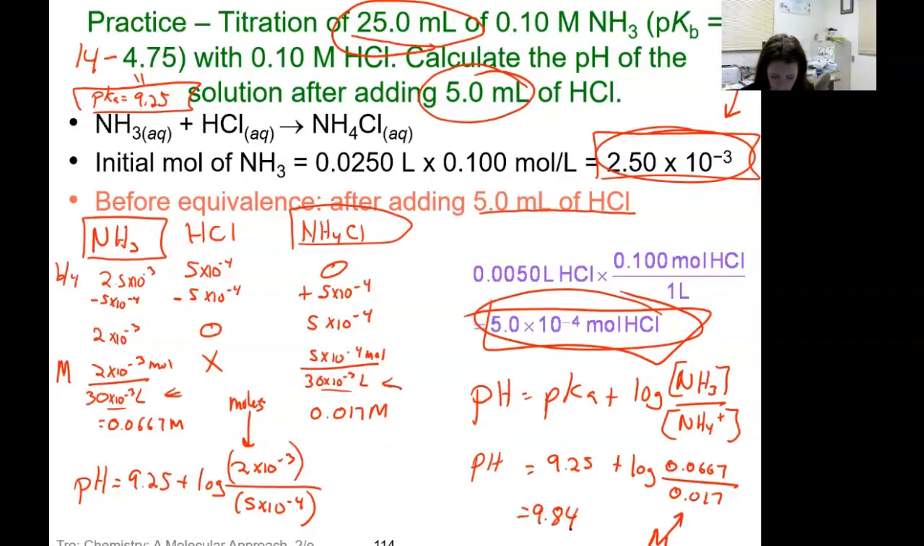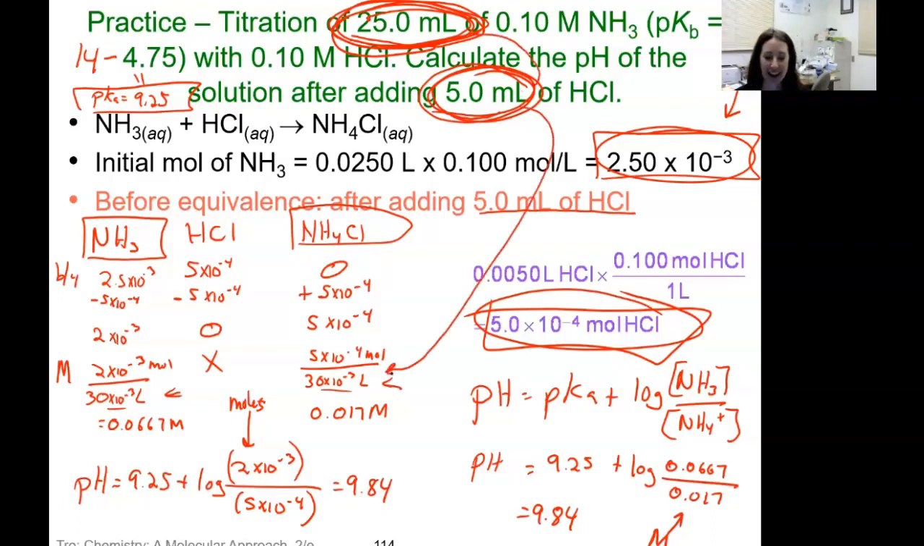Professor, I had a question. Go ahead. When you got the new molarity, where did you get the 30 times 10 to the negative third liters from? Such a great question. Because when we started, we had 25 milliliters, but then we added 5 more milliliters. Oh, so then it would be those two added together to get the 30. Yes. Oh, okay, makes sense. Yeah, and this, by the way, was one of the most commonly missed questions on the quiz, just forgetting to add it. Yeah, so great question.